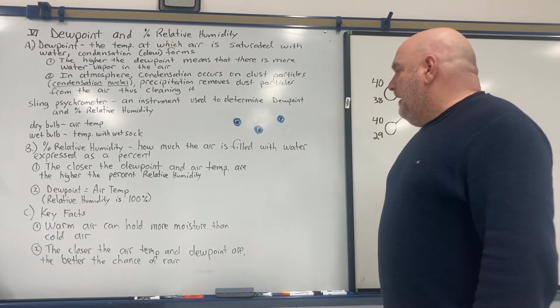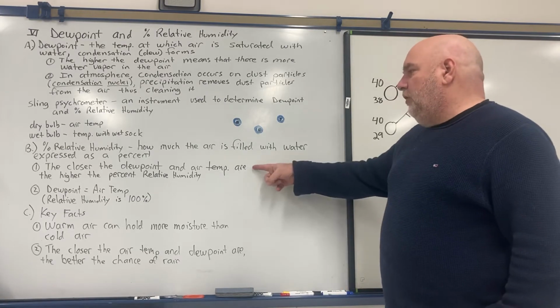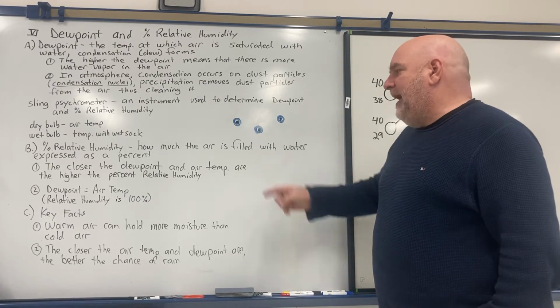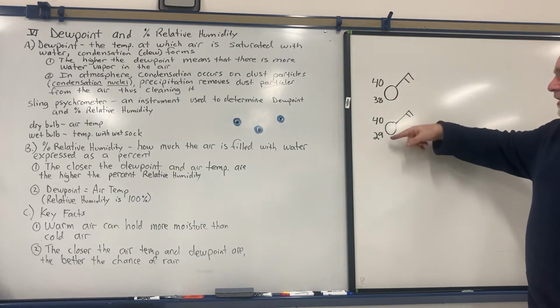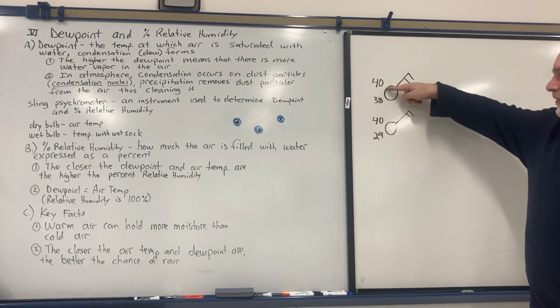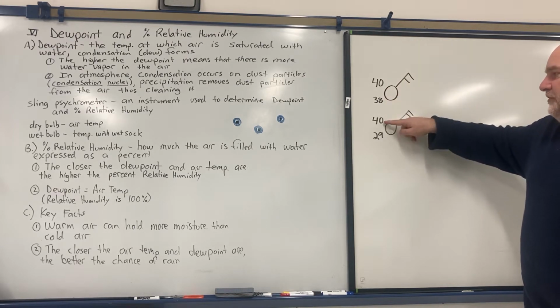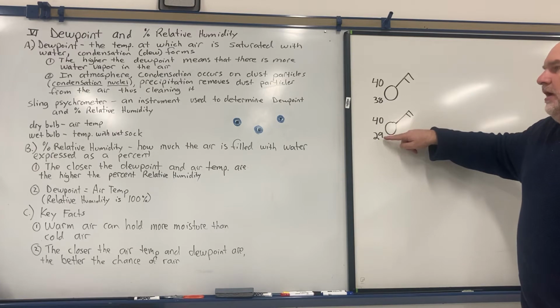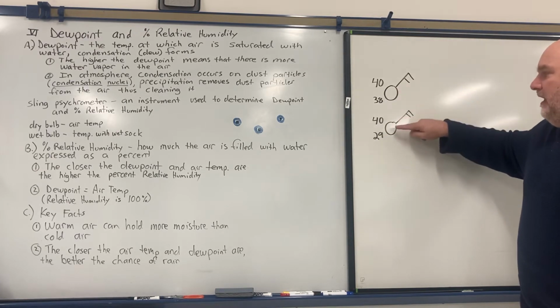Now, on station models, the closer the dew point and air temperature are, the higher the percent relative humidity. So going back to these, with this one, there's only a 2-degree difference between air temperature and dew point. This one has an 11-degree temperature difference. So this one would have a higher percent relative humidity than that one does.